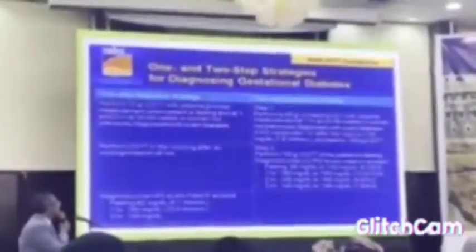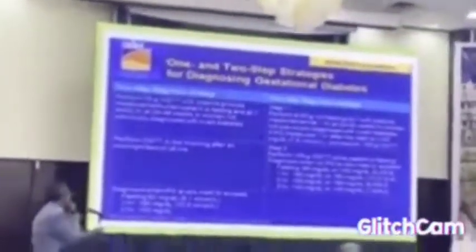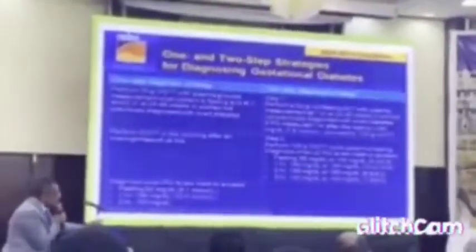The diagnosis is made when 2 or more blood glucose levels meet or exceed the thresholds: fasting more than 95, 1 hour more than 180 milligram per deciliter, 2 hour more than 155 milligram per deciliter, 3 hour more than 140 milligram per deciliter.